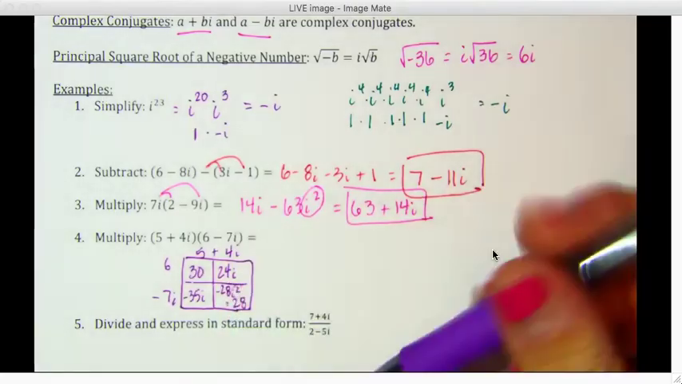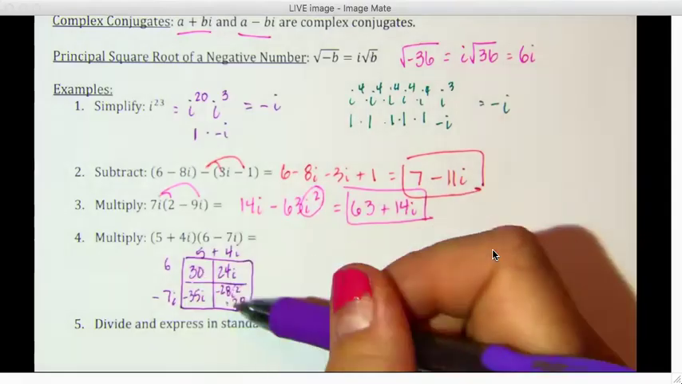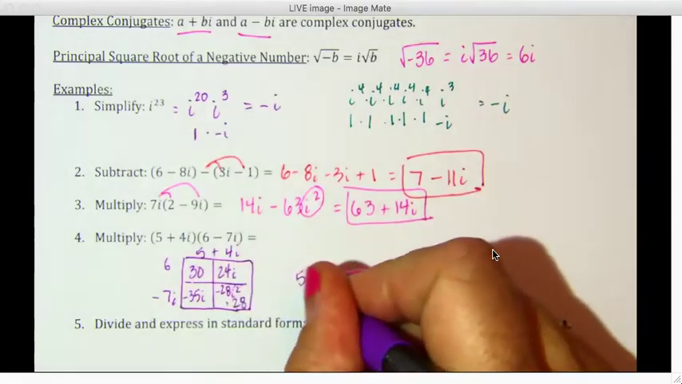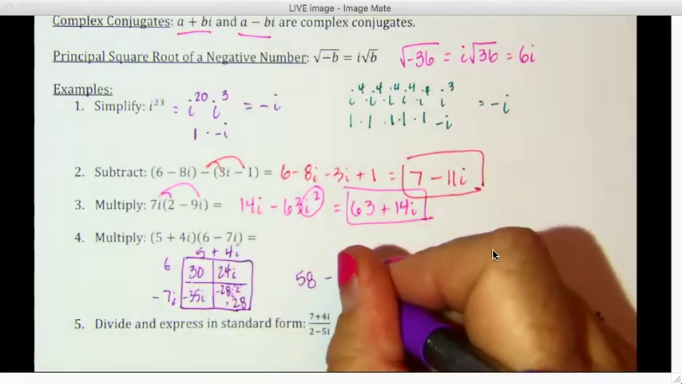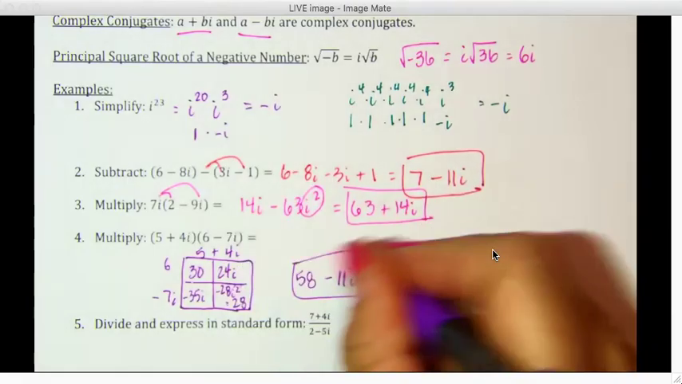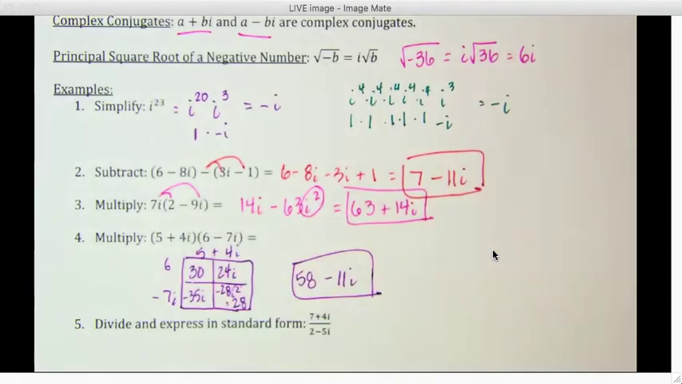So in this case, we can go ahead and combine like terms. We have 30 and 28. That gives me 58. Negative 35i and positive 24i is negative 11i. And that would be my answer, multiplying these two complex numbers.